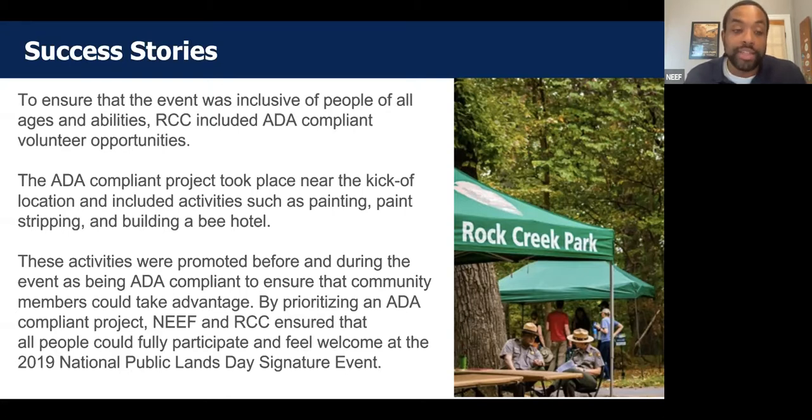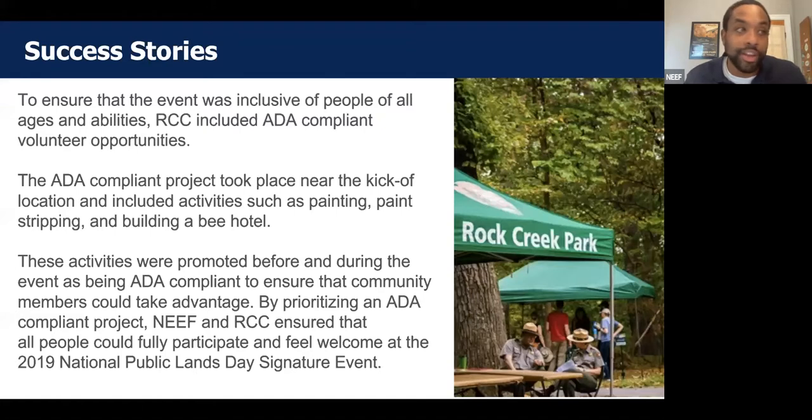By prioritizing an ADA compliant project, NEEF and RCC ensured that people of all, as I said, all ages and abilities could fully participate and feel welcomed at that MPLD event. And I think when we started the event, we actually didn't have anyone working in that group, but then by the end of it, people started trickling in, and we had 4 or 5 people, and it ended up being just a really, really great.